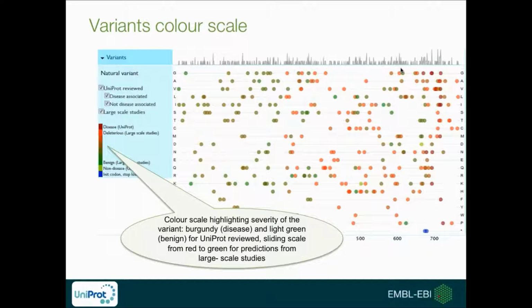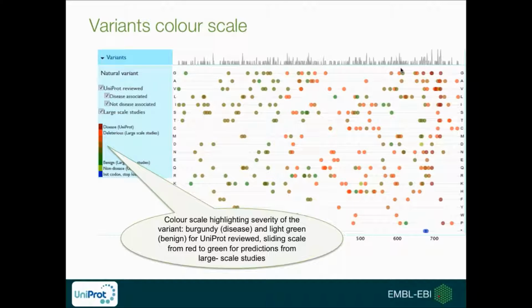We also use a variant color scale, so you can, based on the color, distinguish which variants are deleterious and which variants are benign. Our scale goes from green to red. The lightest green will be non-disease associated. The darkest red, which is like a burgundy, will be disease variants curated by UniProt, and anything in between will correspond to the larger scale studies from benign to deleterious.